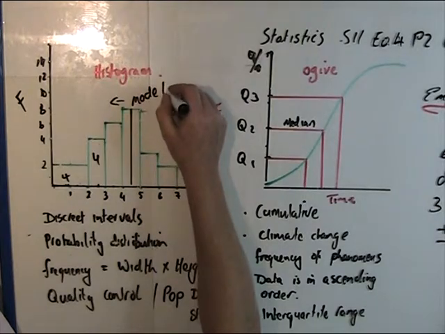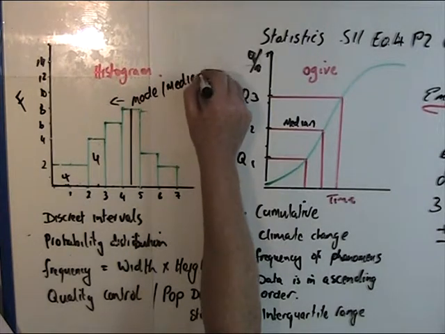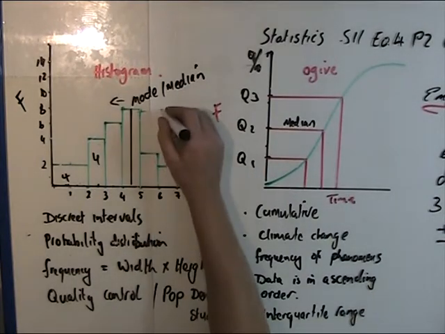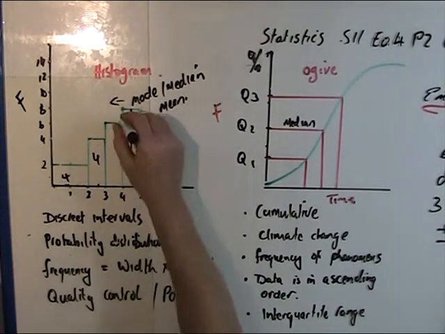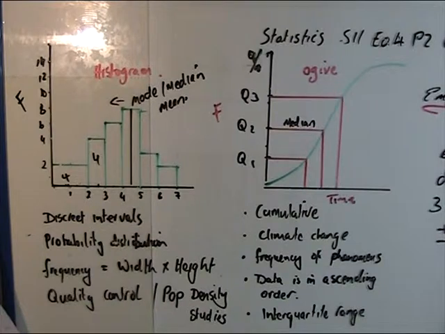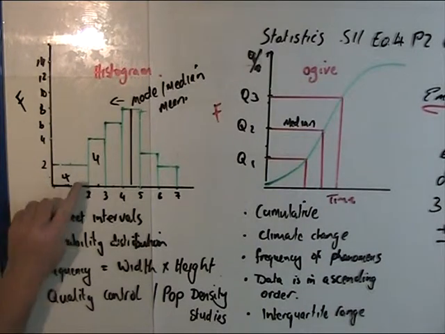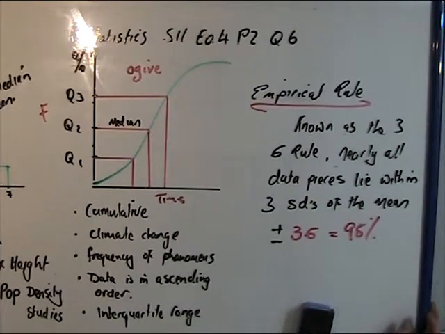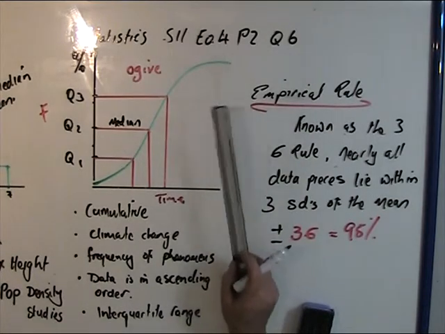So the mode, median and mean are all related. This is the central tendency. Mode, median, and mean are located near this central tendency. So that's really that answered. Remember that the area of the box is equal to the frequency, length by breadth. Now this is series 11, episode 4 on paper 2, statistics.